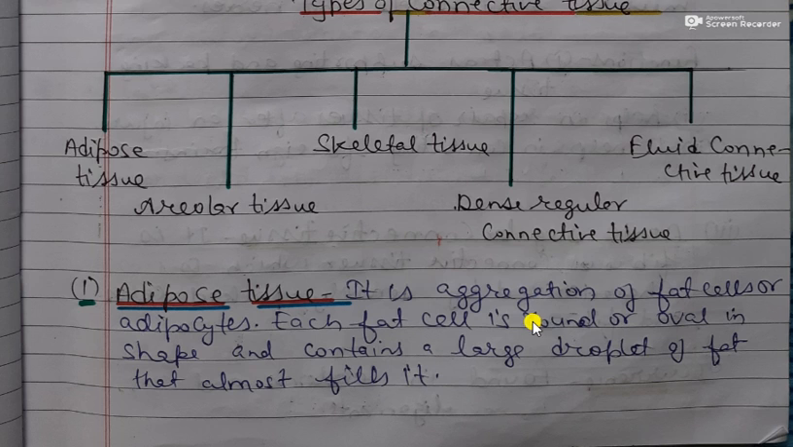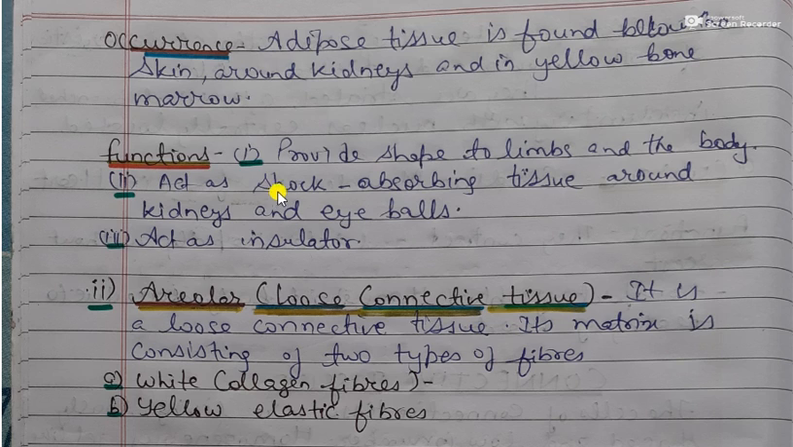Each fat cell is round or oval in shape and contains a large droplet of fat that almost fills it. Okay, so this is the structure of fat cell. It is round in shape or oval in shape and it contains a large droplet of fat which almost fills up the fat cell. Adipose tissue is a kind of fat storing tissue in our bodies. All the fat in our body is stored in the adipose tissue.